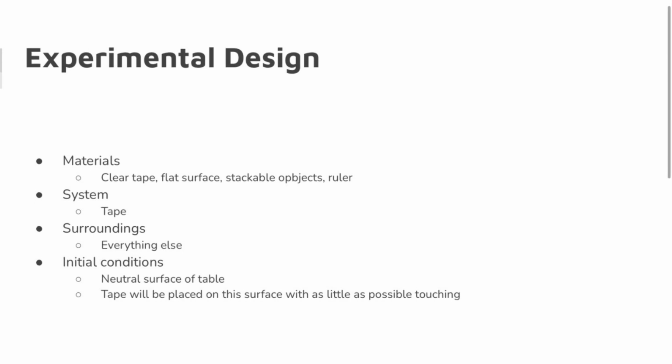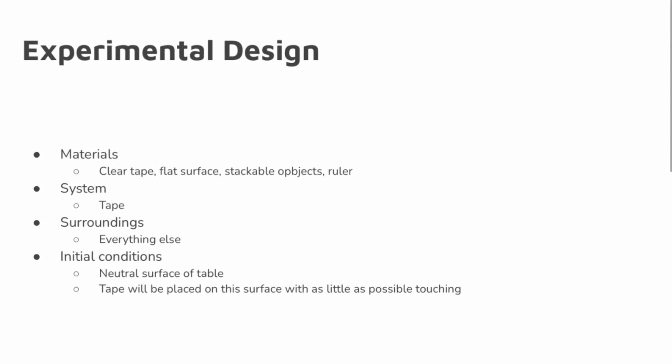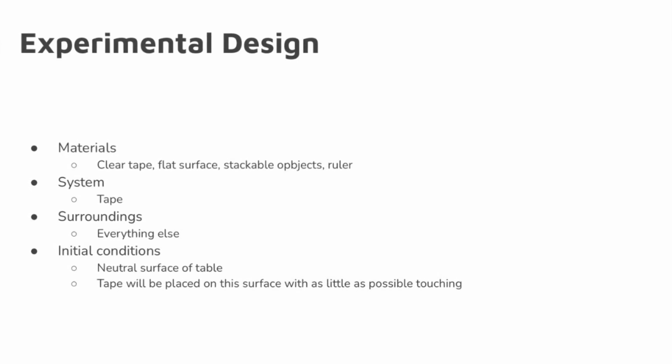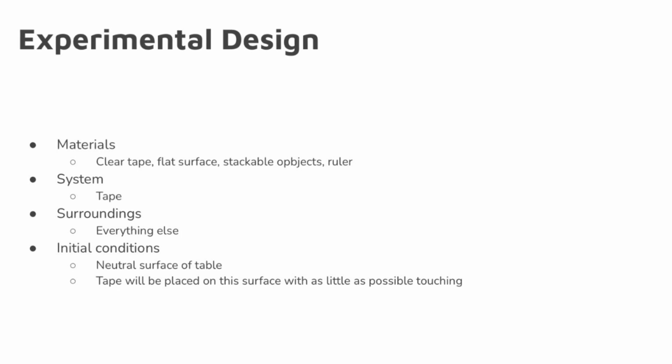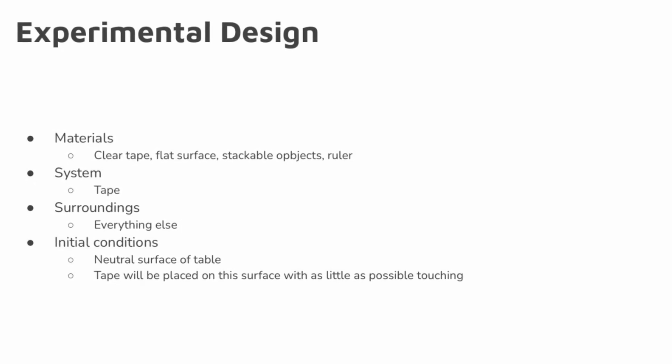The materials of this lab include clear tape, a flat surface, stackable objects, and metal. The system includes the tape, the surroundings of the force, and the initial conditions of the neutral surface of the table, and the tape will be placed on the surface as little as possible until very touching.